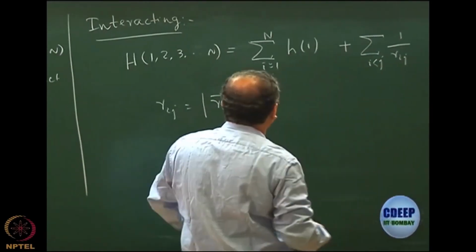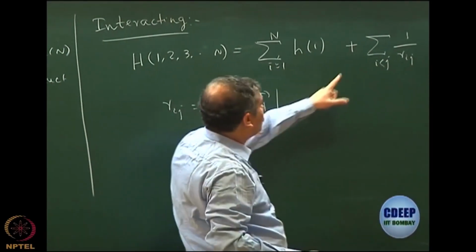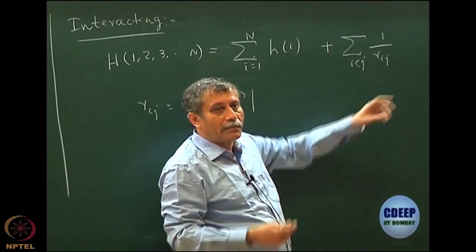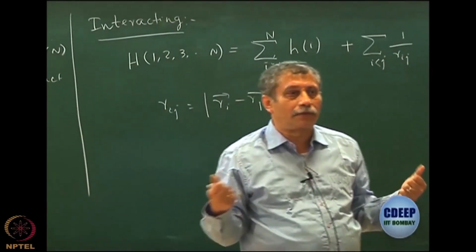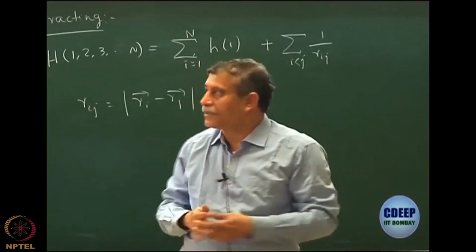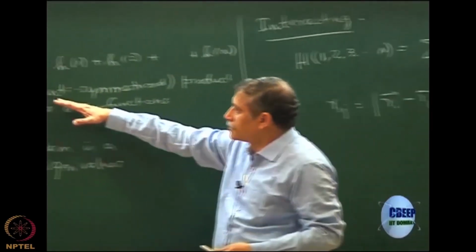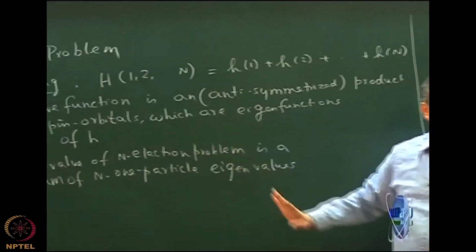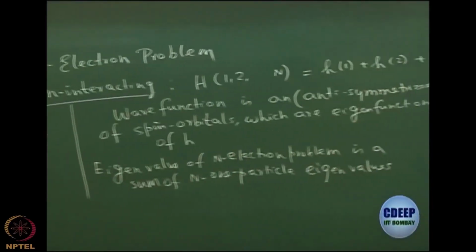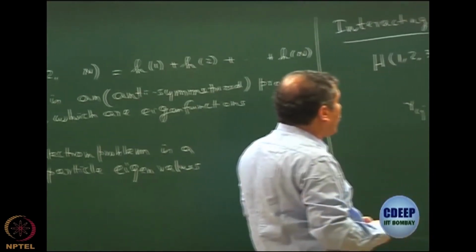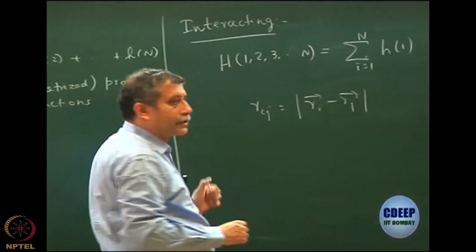So, essentially for two particles, it will be H1 plus H2 plus 1 by R12. That 1 by R12, which is the Coulomb operator, cannot be split as a sum of two one particle operators. Hence, this theorem cannot be used. So, you cannot simply get the eigenvalue and eigenfunction of this problem by solving one particle equations.